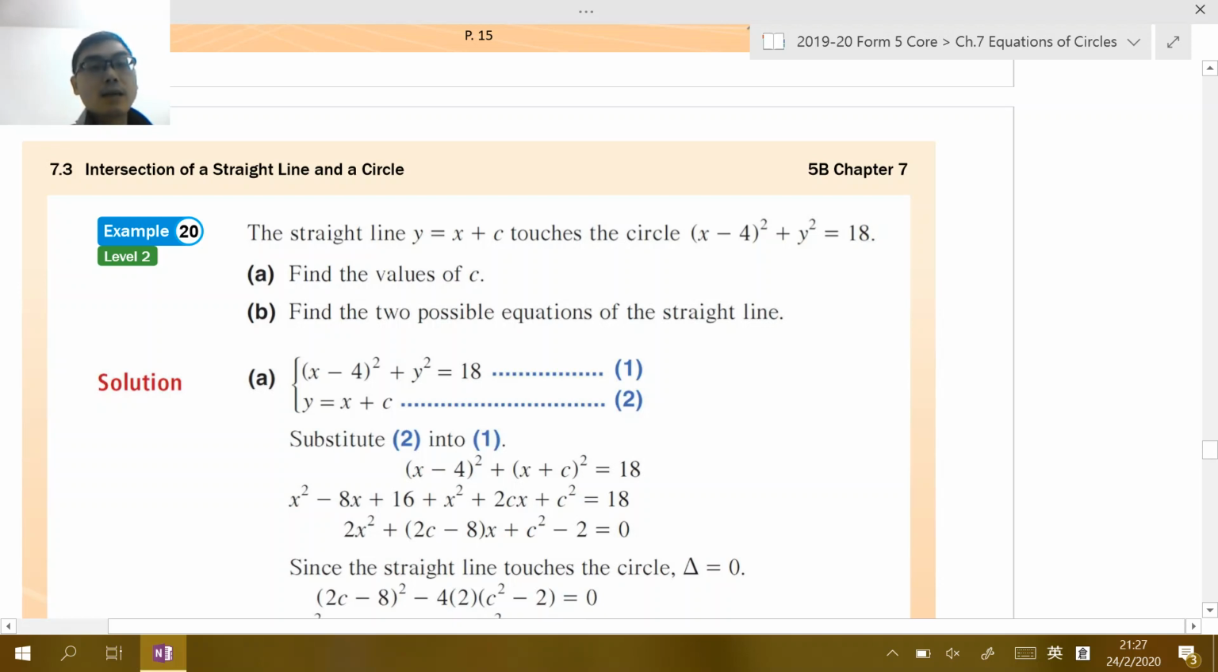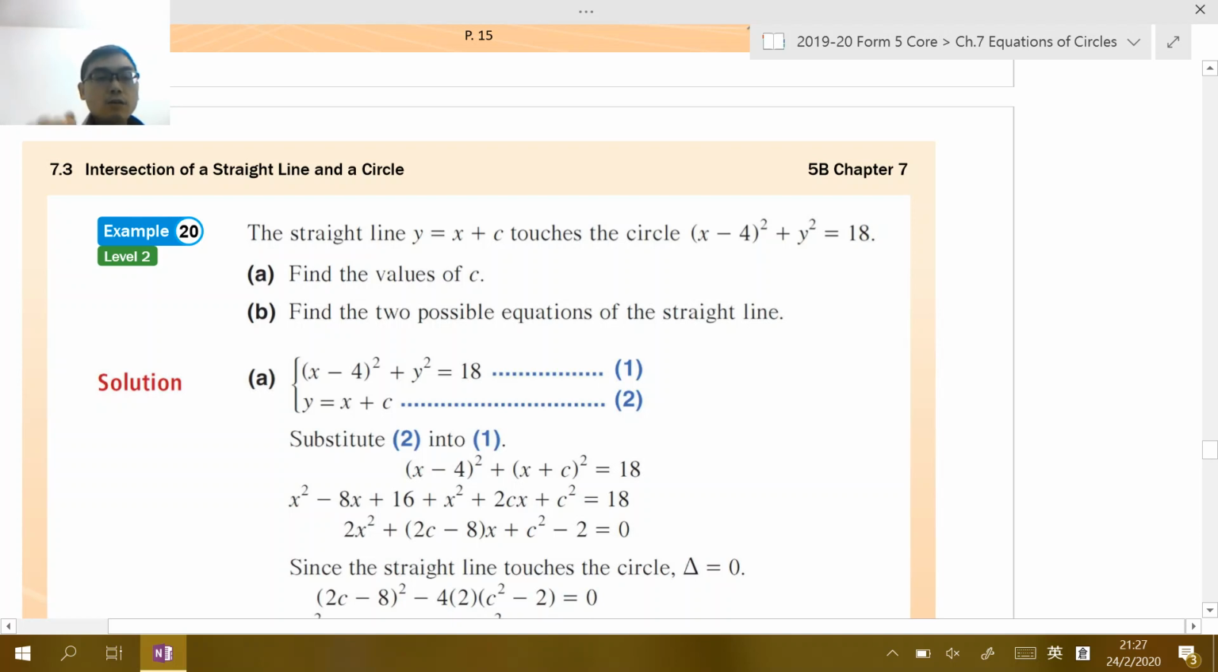For example, this time I say now I have the equation of tangent, which is y equals x plus c, but we don't know what c is. That means we don't know the y-intercept of this line. But we just say that this line touches a circle, for example, (x minus 4) squared plus y squared equals 18, all known. We know that it is a tangent.